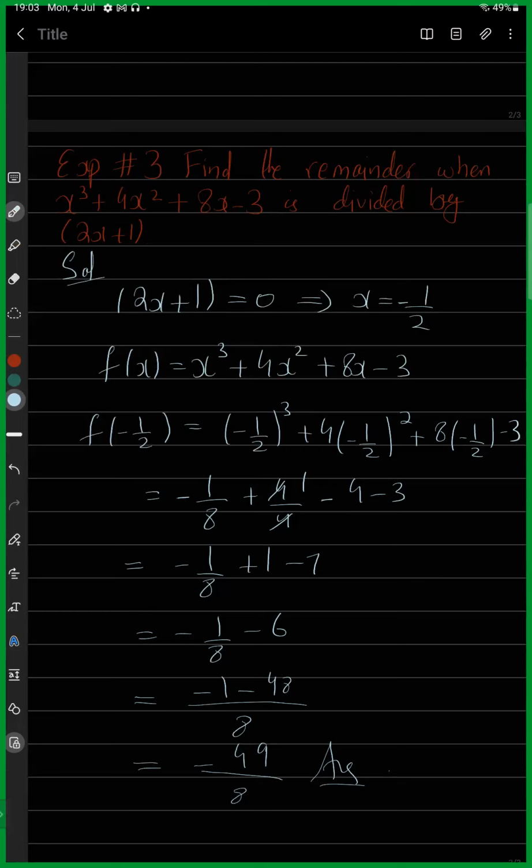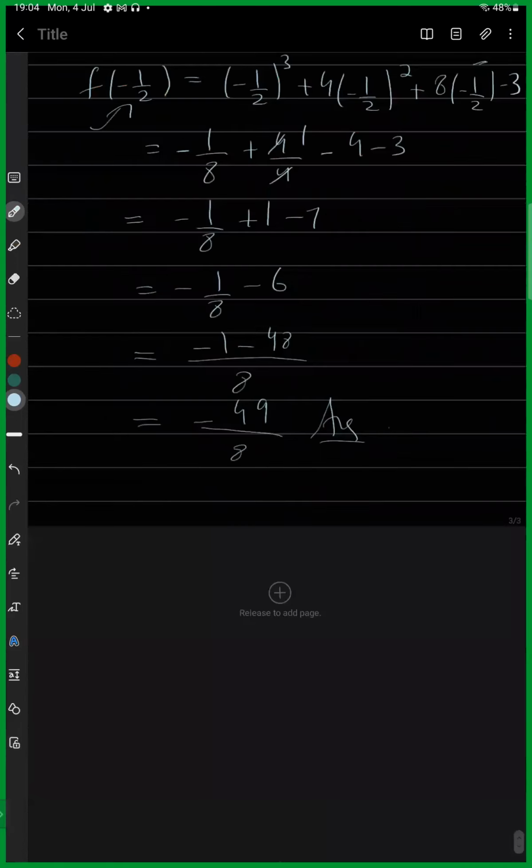But again, the question was simple. You had to find the remainder. This was the polynomial and this was the divisor. So this turned out to be x equals minus 1 by 2. This was f of x. We had to plug in minus 1 by 2 in f in order to get the remainder. After plugging in minus 1 by 2, we got this. And after simplifying, finally, we got minus 49 by 8 as the answer, okay? So this would be the answer. All right, okay. Let's talk about another example.